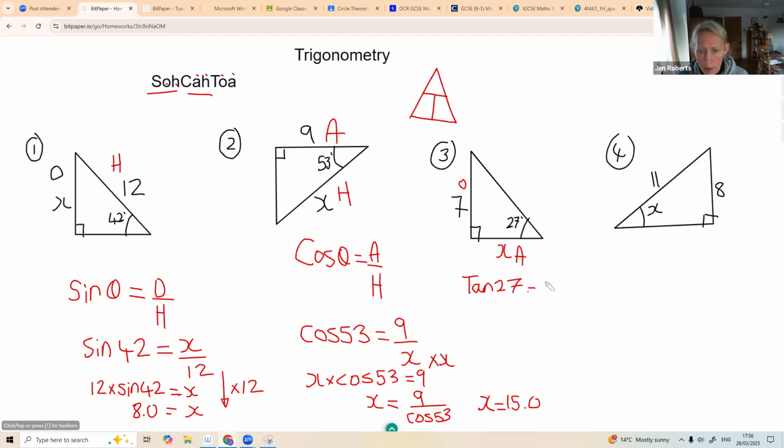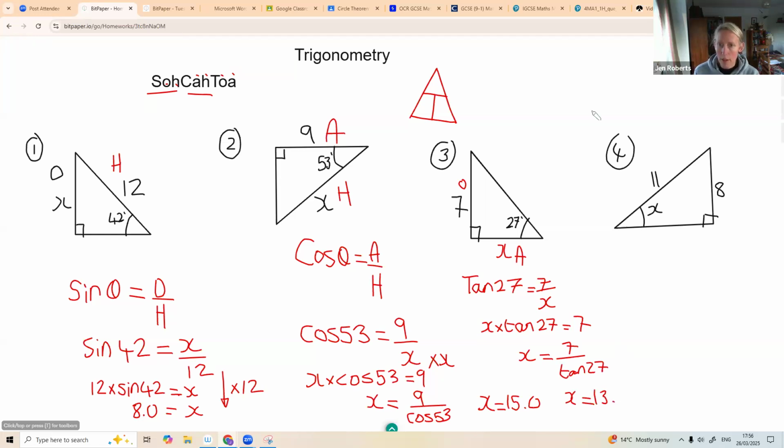O is at the top, the numerator, A is at the bottom. I'm going to do something similar to question 2 because the X is the denominator of my fraction. So I'm going to times both sides by X. And then divide both sides by tan 27. Type that on my calculator. X is 13.7.